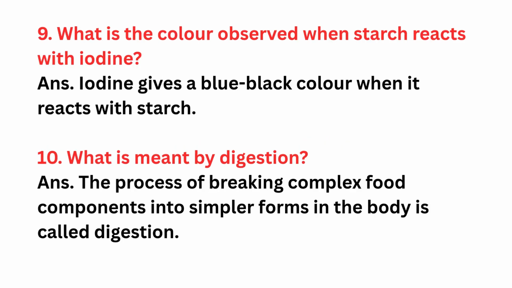Question number 9. What is the color observed when starch reacts with iodine? Answer. Iodine gives a blue-black color when it reacts with starch. Question number 10. What is meant by digestion? Answer. The process of breaking complex food components into simpler forms in the body is called digestion.